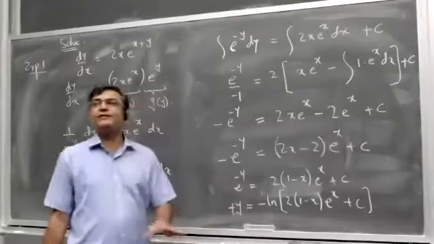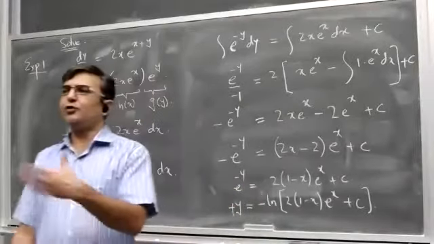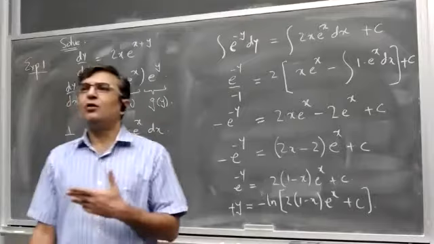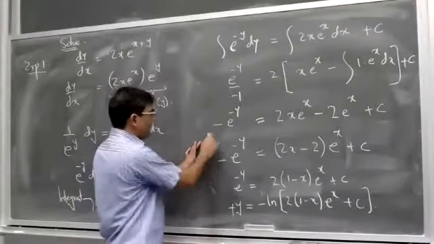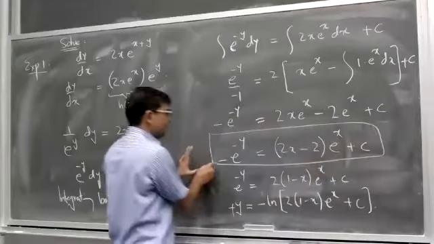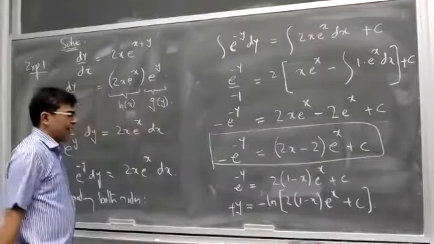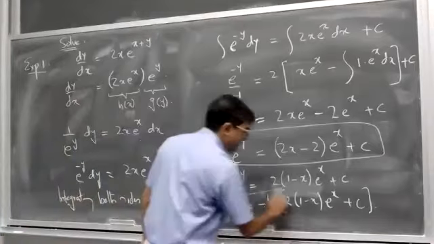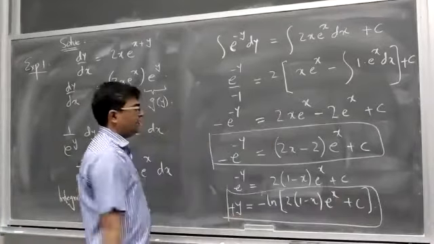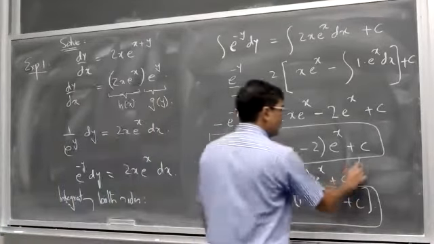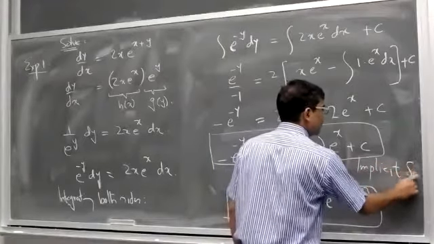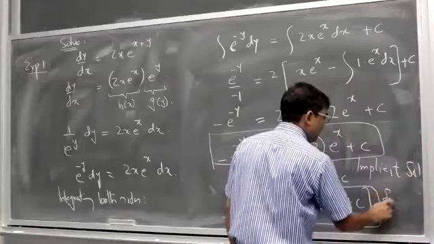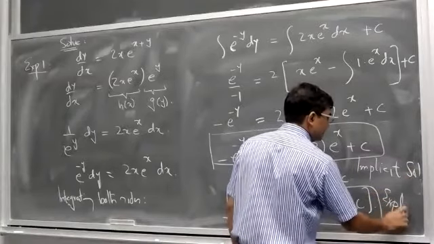This is an explicit function y in terms of x. I hope you know what is explicit function and what is implicit function. So if you stop it here, this is your implicit solution of the given differential equation. And this one is the explicit solution of the differential equation. Okay. Implicit solution. And this is your explicit solution.